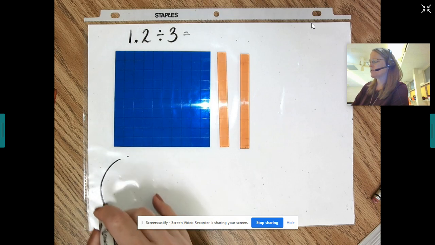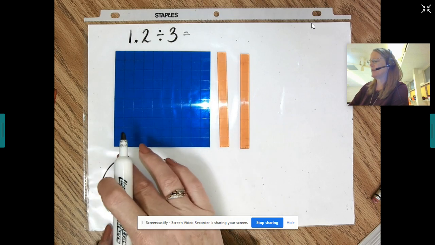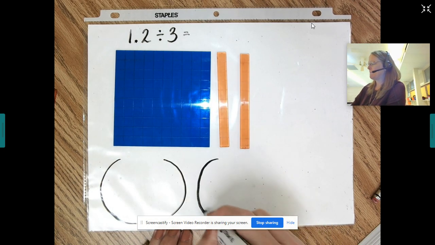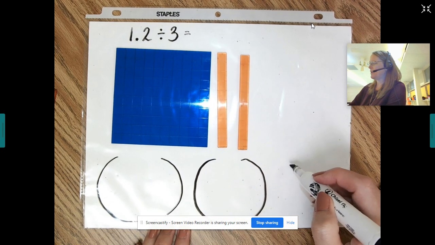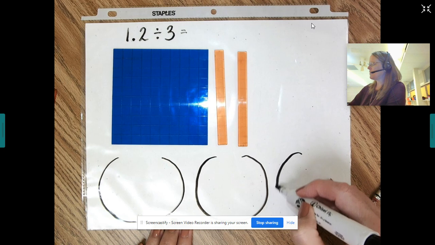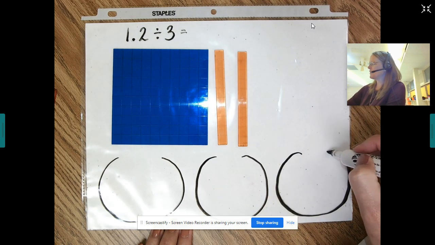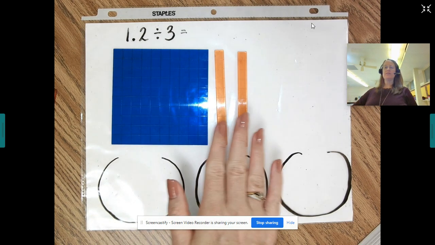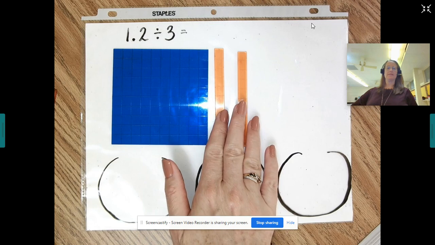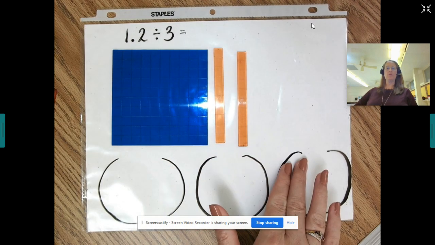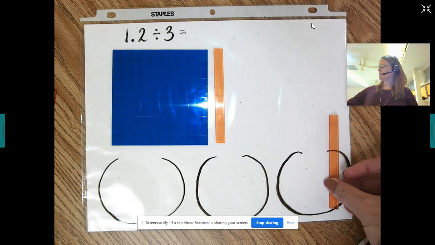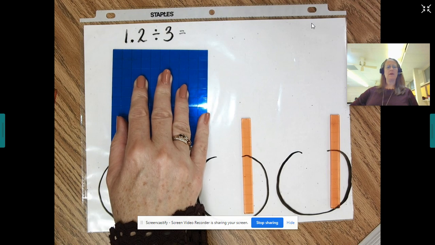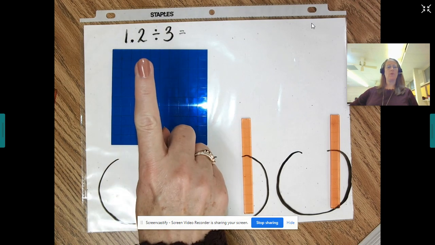put some circles down here that kind of have openings so I can slide these into these little circles. They kind of look like pumpkins, even though October is finished. Okay, so what I want to do is evenly distribute my tenths into these 3 groups. Well, I can put 1/10 there and 1/10 here, but I need to do something to this one whole.